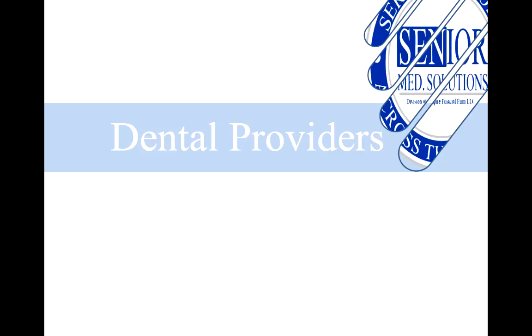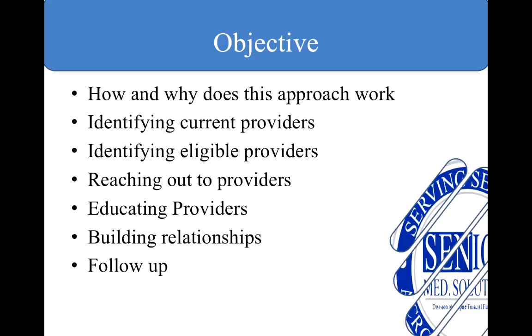A couple of things that we want to make sure of is to go over our objective, make sure that we're clear on what we're doing, and really get into some of the details about how and why this approach works, how we came up with it, and what some of the main components of it are. We're going to help you identify current providers, identify eligible providers, reach out to these providers, educate them, build the relationships, and then our main goal is the follow-up.